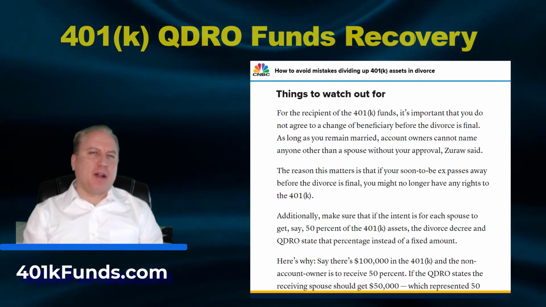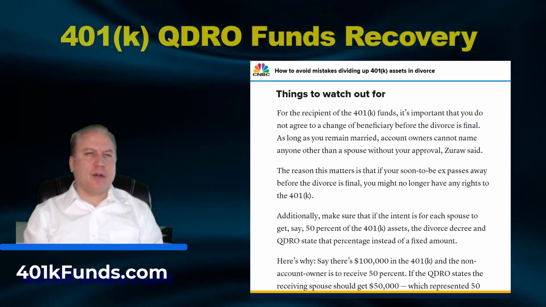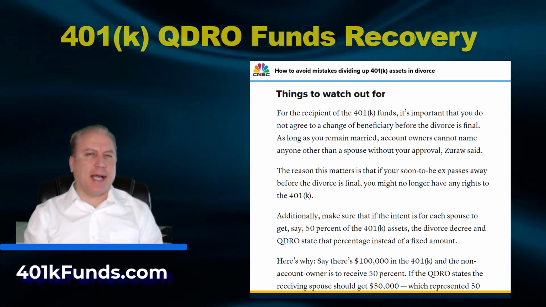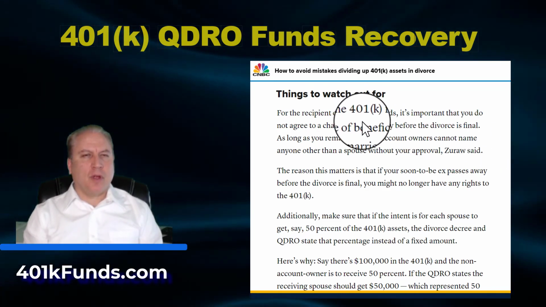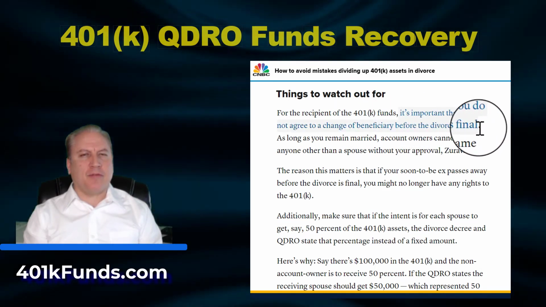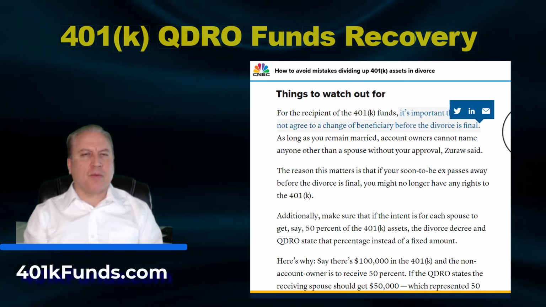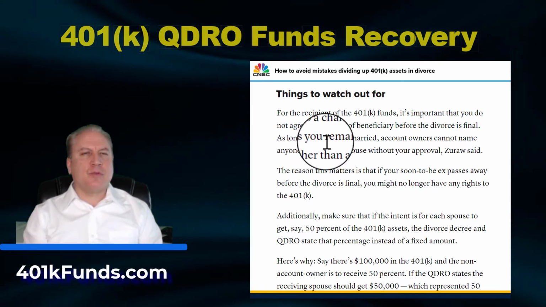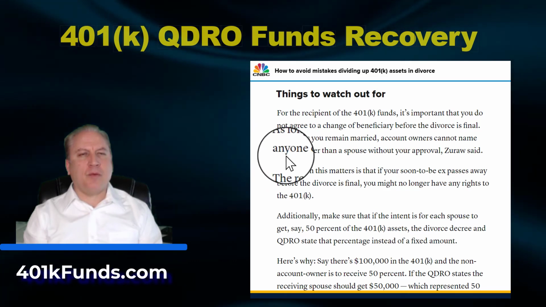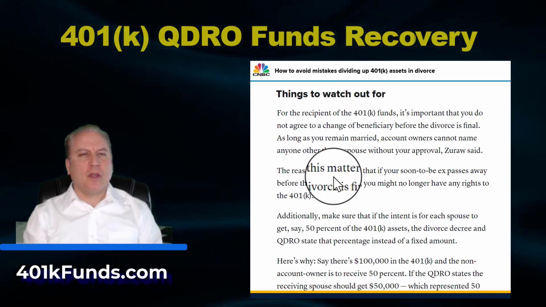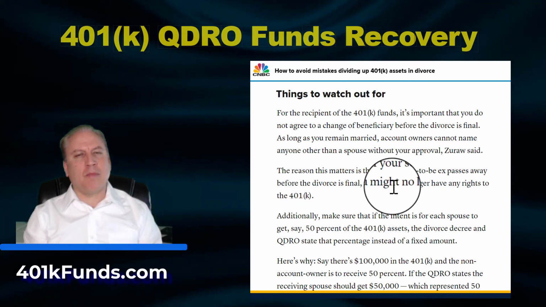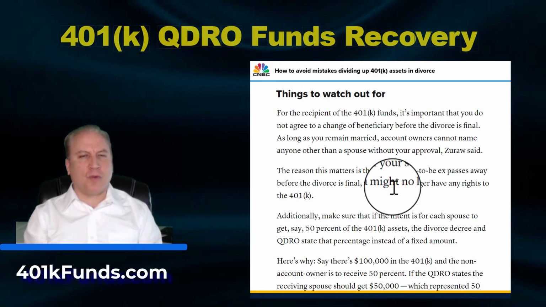Here are a couple final points from a really good CNBC article about QDRO filings and 401k assets, things to watch out for. It's important that you do not change the beneficiary before the divorce is final. The reason for that is, as long as you remain married, according to CNBC, account owners cannot name anyone other than a spouse without your approval. This matters if your soon-to-be ex passes away before the divorce is final. You might no longer have any rights to the 401k.